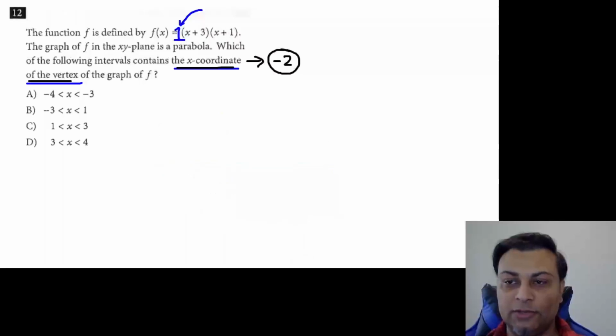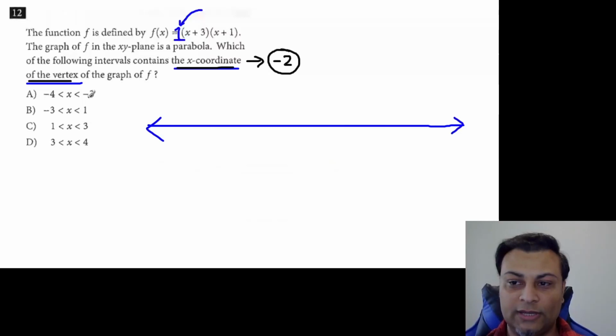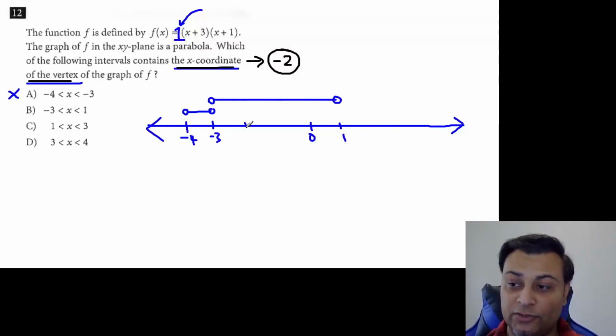If you had a number line, okay, -4 to -3, here's 0. -4 to -3. From here to here, it does not contain -2. So that's not the answer. -3 to +1 would be -3 to +1. That does contain -2. -2 is right here. So this is the answer.